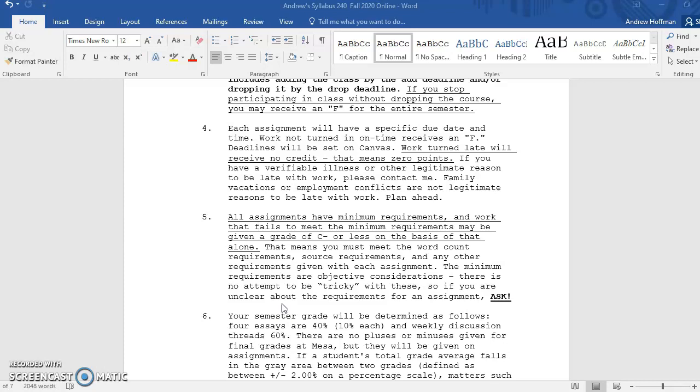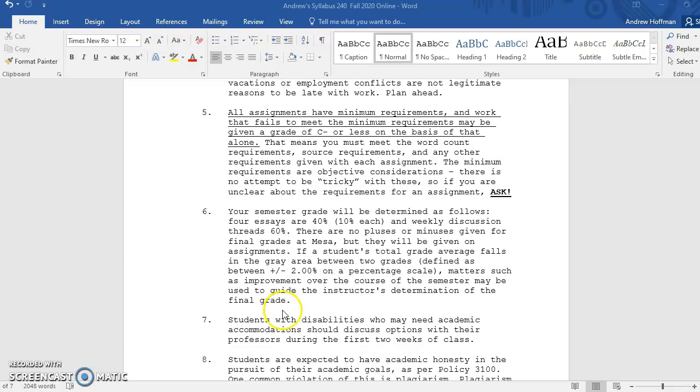Now, everybody likes to hear about the grades. How are the grades determined? Well, there are 2 major things that are happening in this class. First are the essays that you're going to write. There will be 4 of them over the course of the semester. So that's 40%, 10% each. And there will be weekly discussion threads, which are 60%. So in other words, more of the class grade is determined from these discussion threads.